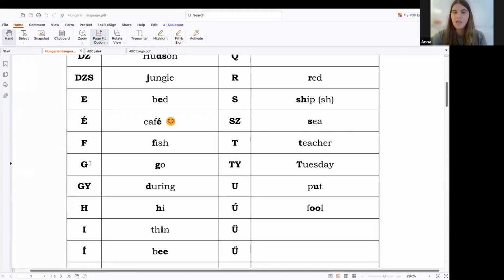Okay, then g, g, and then the infamous j. Okay, j, during j. You might have heard this before, as this is something that people learn pretty quickly. The hogy vagy, which is how are you? Okay, it's not hogi wagi. Okay, it's hogy vagy, hogy vagy.